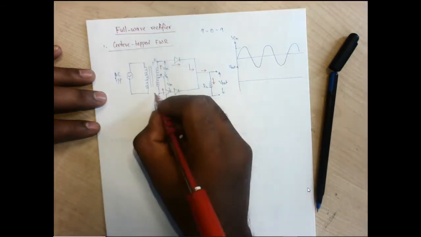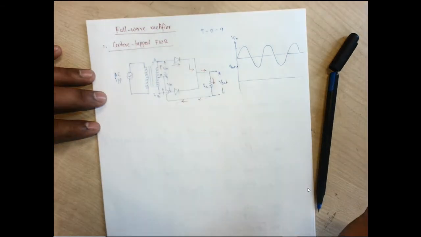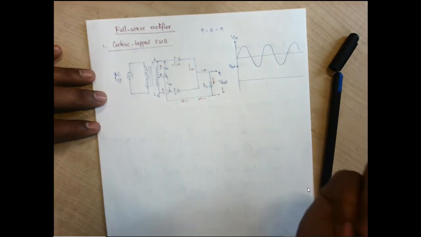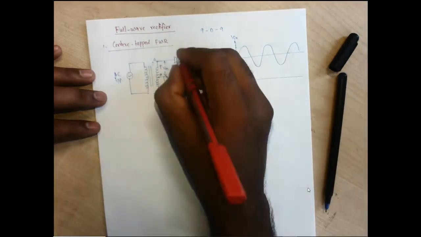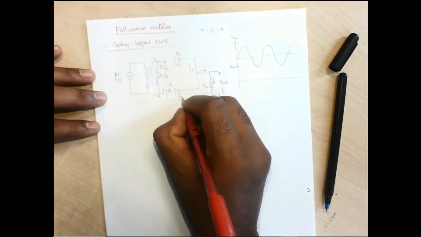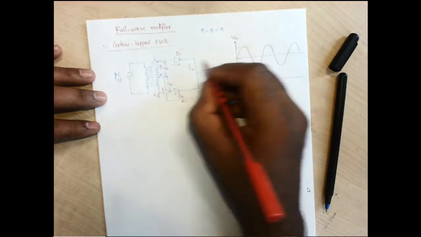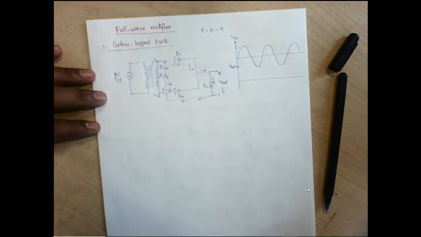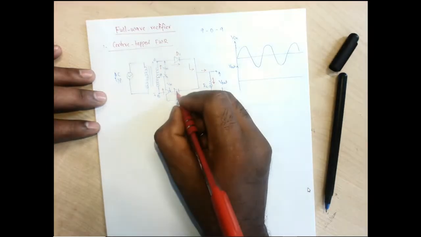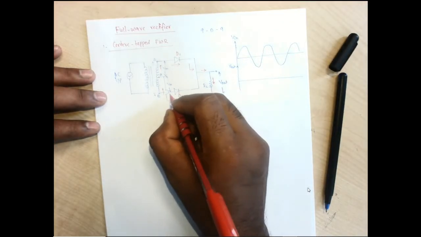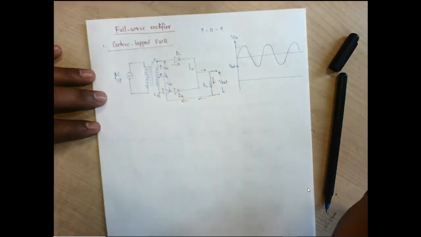Now when this A point is positive, this B point obviously will be negative. So let us consider this diode is D1 and this one is D2. So for the first positive cycle, D1 will be a closed circuit, and D2 will be an open circuit. So no current will flow along this diode D2.